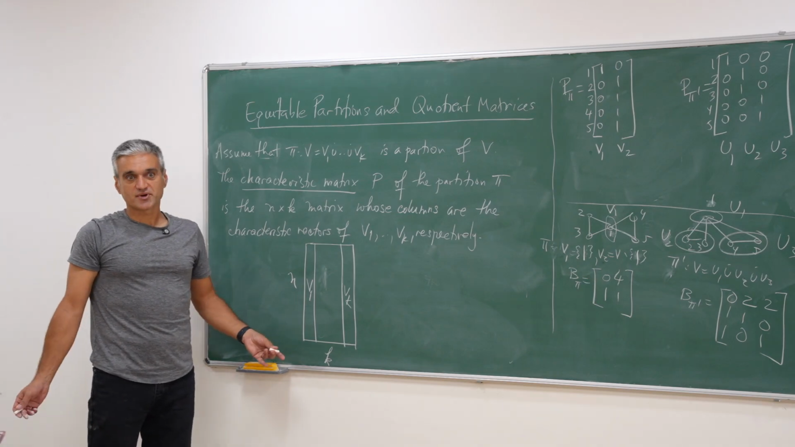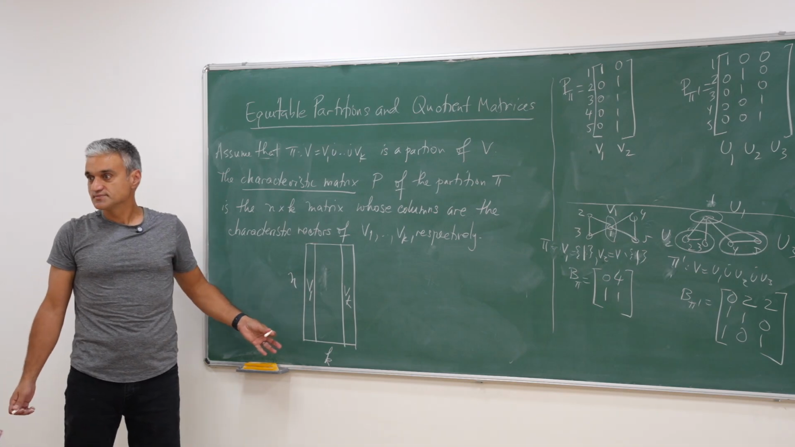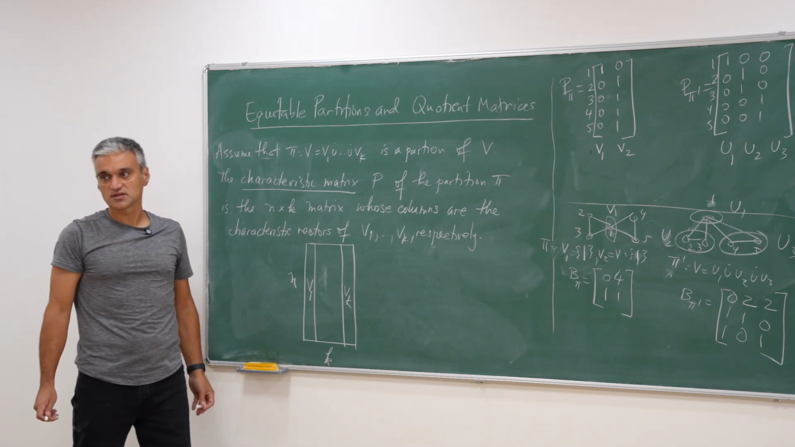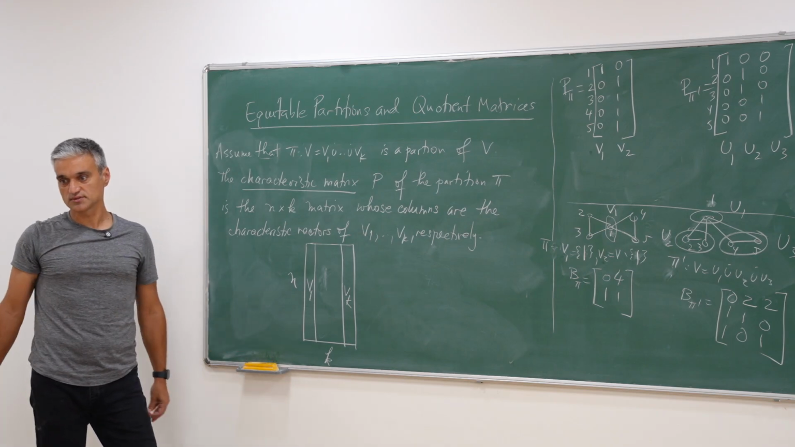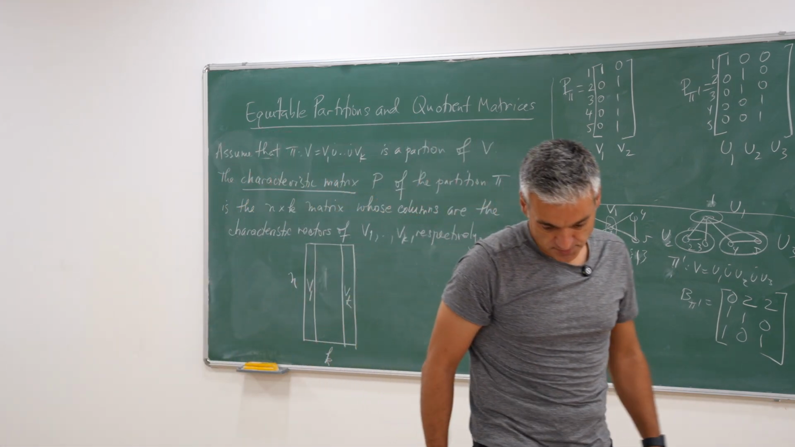And because this is a partition, what do you get immediately about these columns of P? They're orthogonal to each other. Yeah, the distinct, different columns are going to be orthogonal, very good. Okay.